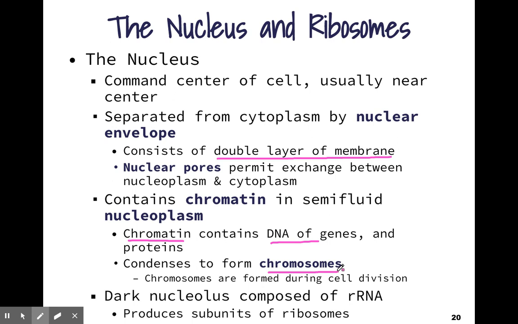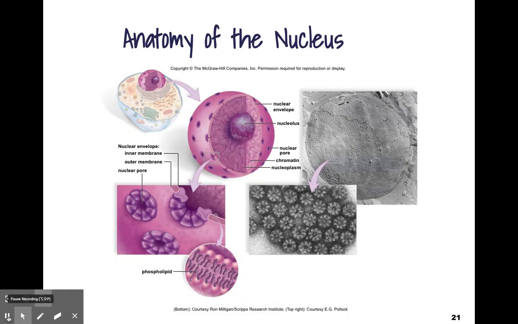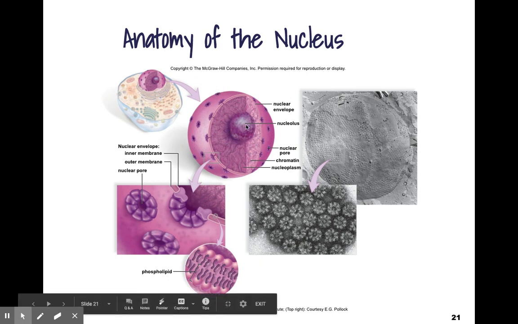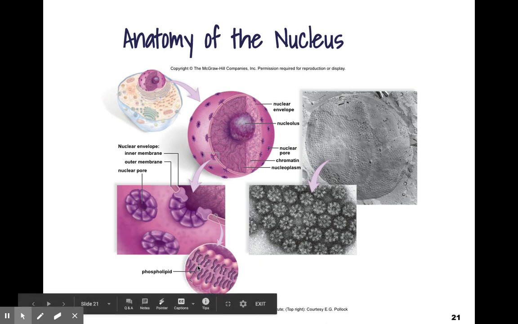Chromosomes are formed during cell division. Also within the nucleus is this structure called the nucleolus. And the nucleolus makes ribosomes. So make sure you know that. The nucleolus makes ribosomes. So this is the anatomy of the nucleus as we see. Here's our nucleus. In the middle is the nucleolus. Like we said, this is where the ribosomes are made. We have these small little pores. This is where our RNA would leave. And as we can see here, the membrane is a phospholipid bilayer.